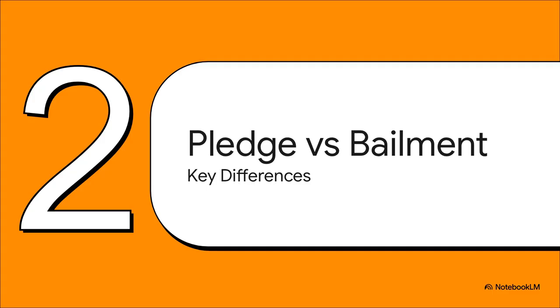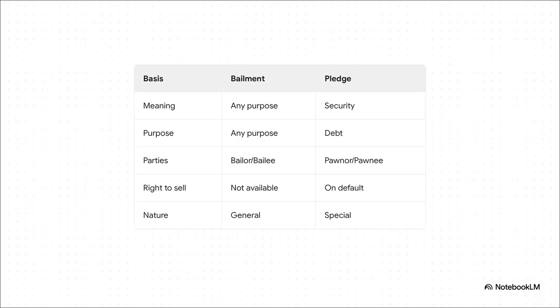This is a classic, high-frequency short note question. I want you to draw a strict vertical line down the middle of your page right now. We are constructing a 5-point matrix. Point 1, meaning bailment is the delivery of goods for any purpose, versus pledge, which is delivery specifically as security. Point 2, purpose. Bailment is for any purpose, versus pledge, which is strictly for debt or security. Point 3, parties. Bailment involves bailor and bailee, versus pledge, which involves pawnor and pawnee.